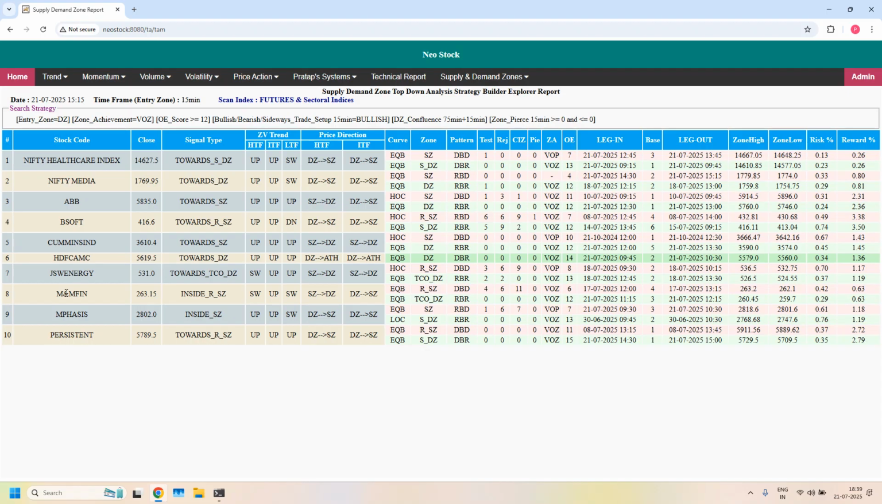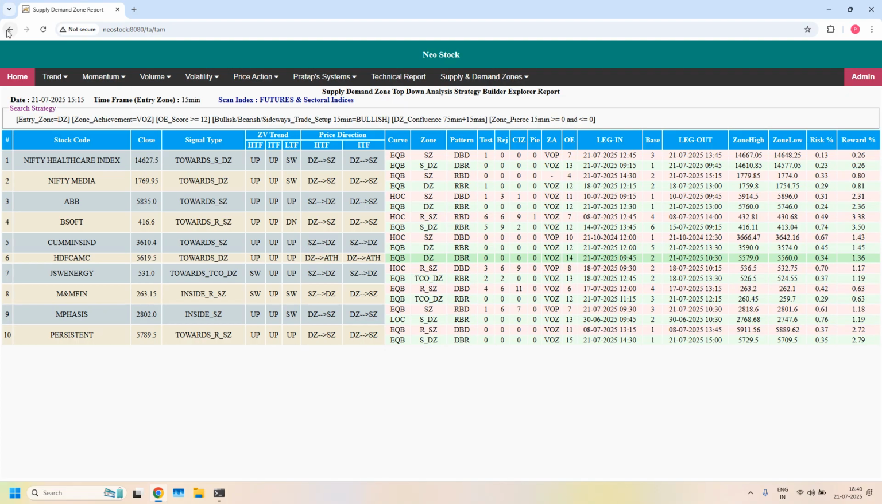Now we got 10 stocks out of 12, 10 are filtered. That means in all these 10 stocks, all these 15 minutes demand zones are overlapped with 75 minutes demand zone. And also the 75 minutes trend is uptrend in all these stocks. So you can further filter this list based on 75 minutes demand zone having daily EMA confluence or not.